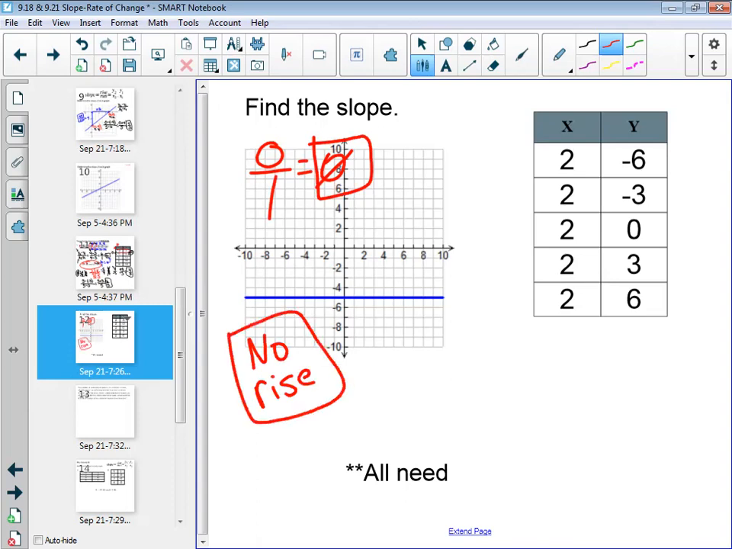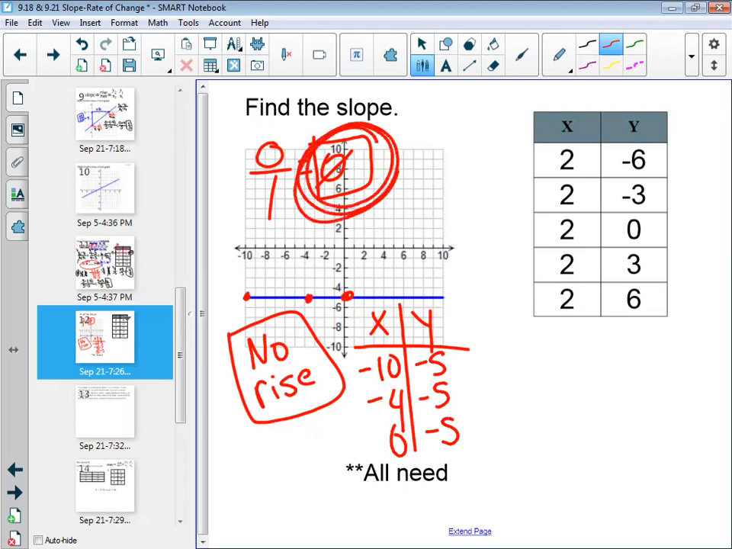If I was looking at this in a table, my x's would all end up being different because from left to right, my x's are changing. I have -10, I have -4, 0, and so many more. And each one of those, though, have the same y value of -5, -5, -5. So the y values are all the same. They're not changing at all, but the x's are changing. So in this case, whenever there is no rise, we are going to have a 0 slope.